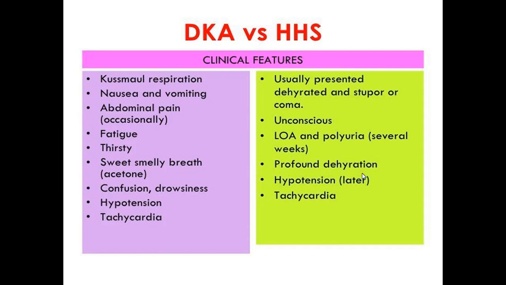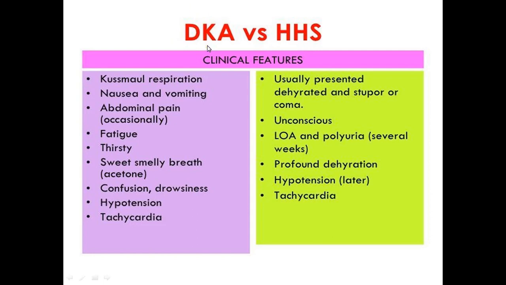So HHS is hyperglycemic hyperosmolar state. This usually occurs in type 2 diabetics, in older age people. Okay, HHS usually happens in them, because of infections and different precipitating factors.